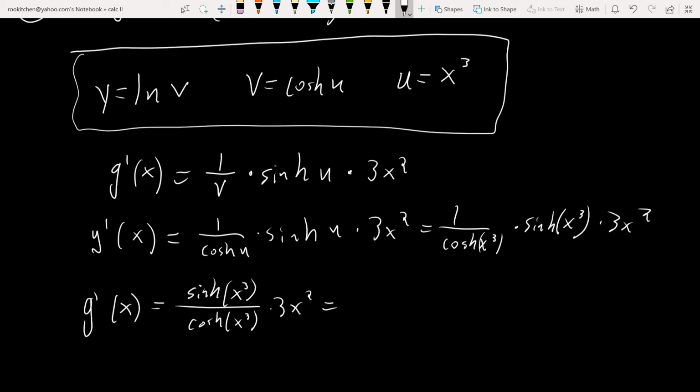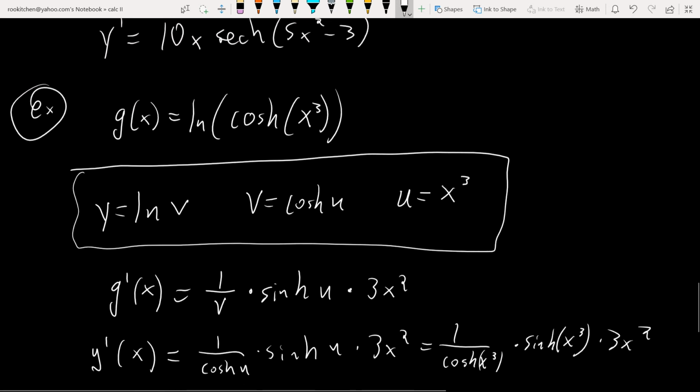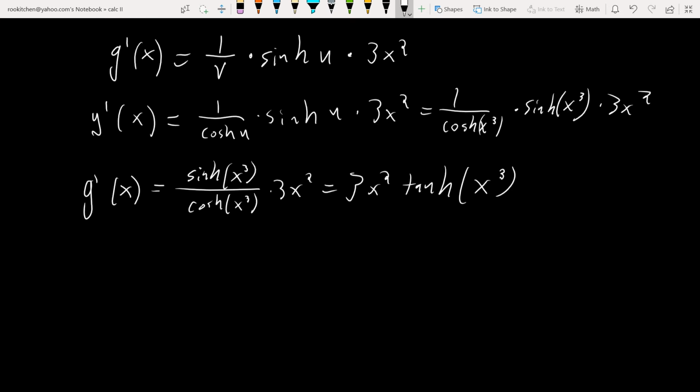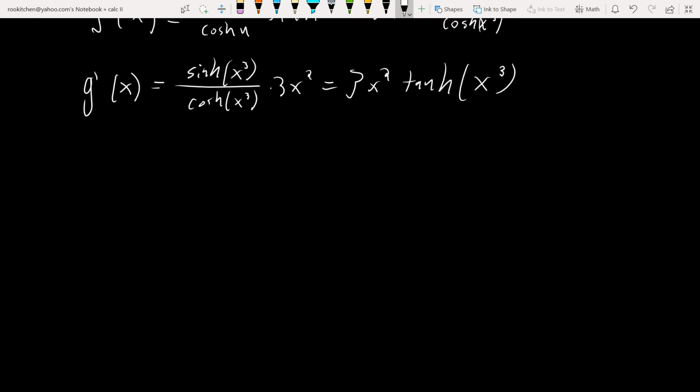Right. So we'll end up with 3x squared hyperbolic tangent of x cubed at the end of the day. Okay. So yeah, these can be kind of challenging. Let's look at some integrals, right?